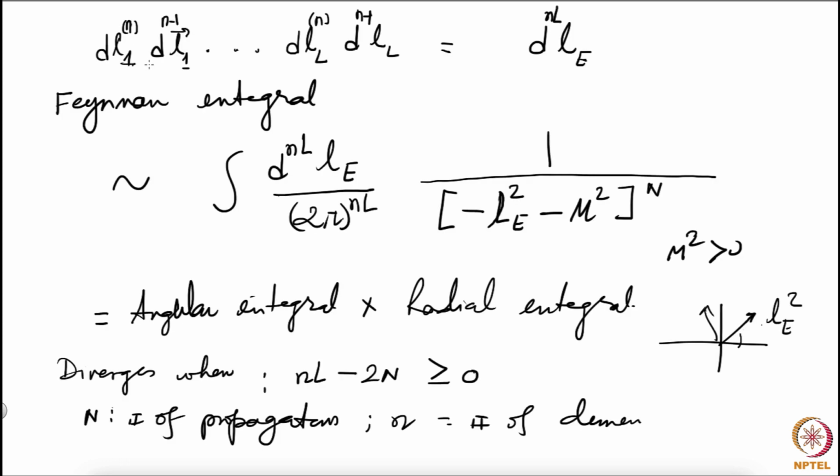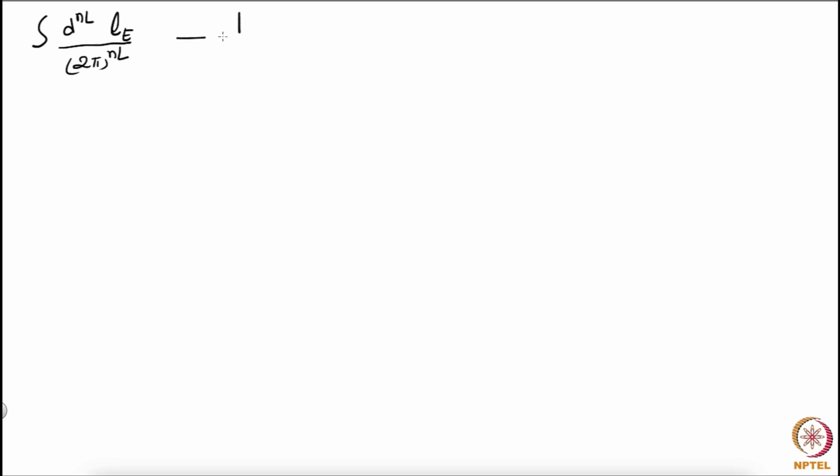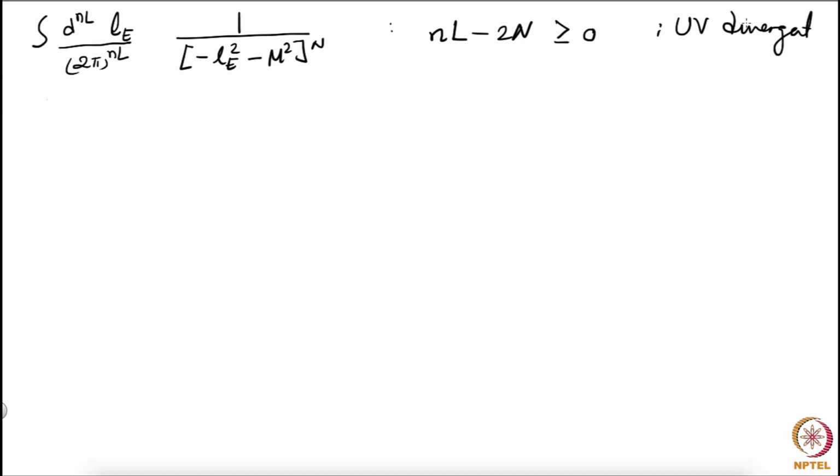So here, integral d^n l over 2 pi^n, then you have 1 over (minus l Euclidean squared minus capital M squared) to the power N. Okay, and as I wrote just now, if n L minus 2 times capital N is greater than or equal to 0, then this is UV divergent. Okay, and remember, angular integrals cannot give any UV divergence. They have finite volume.